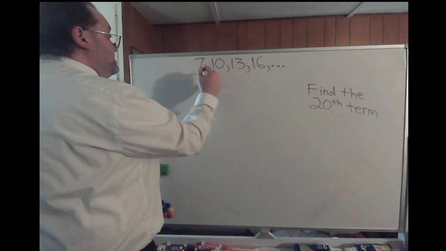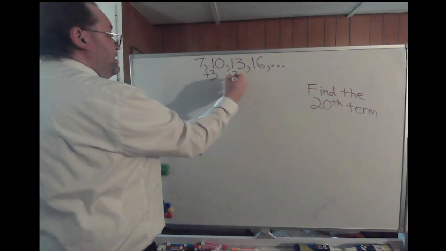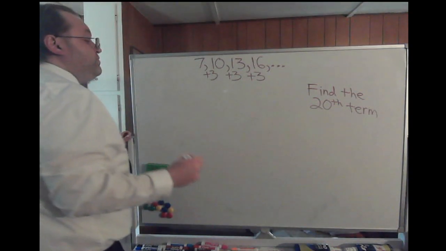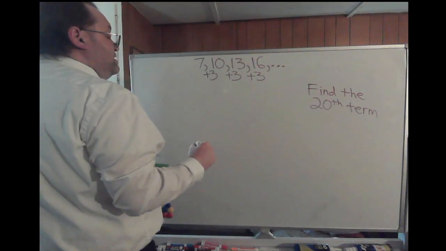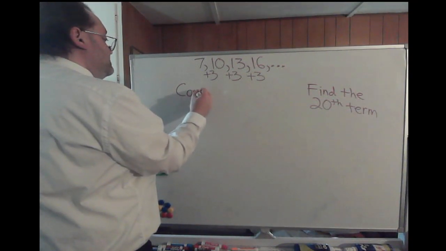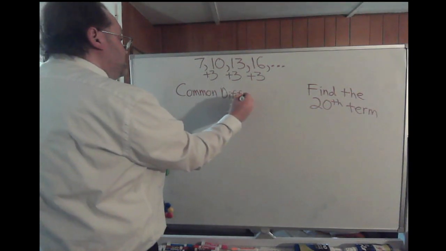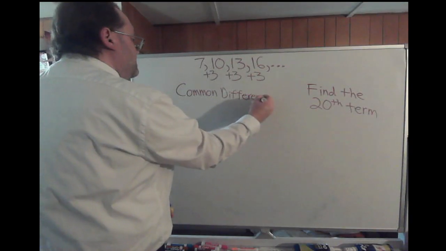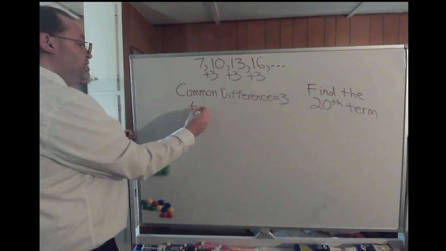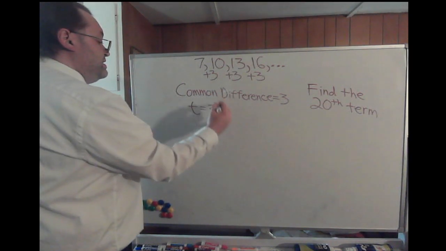Between 7 and 10, it's plus 3. Between 10 and 13, it's another plus 3. Between 13 and 16, that's yet another plus 3. So now you write down what your common difference is. Your common difference equals 3.